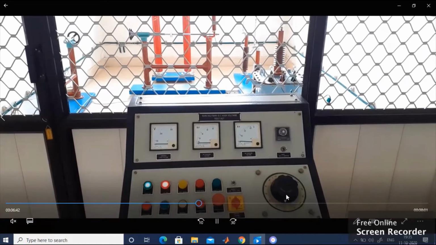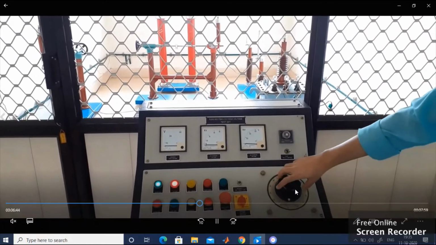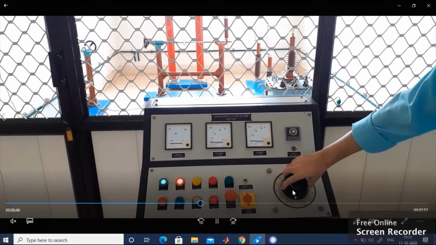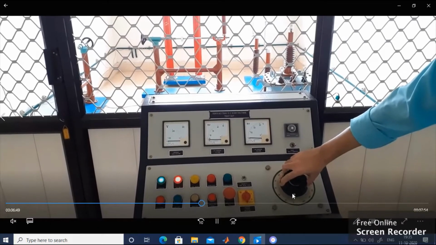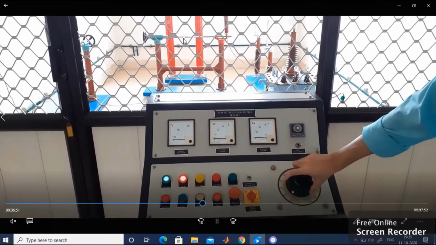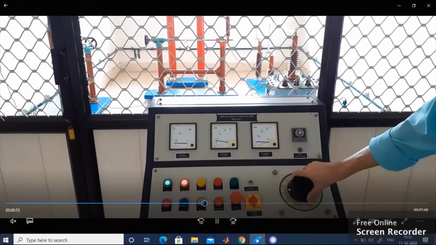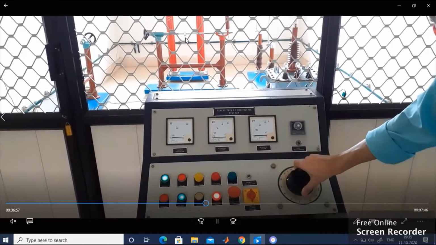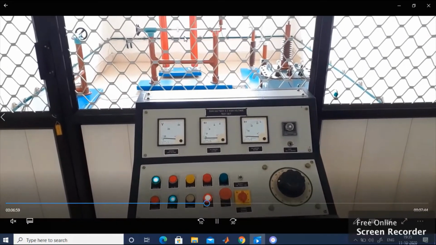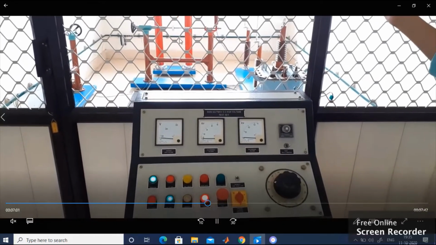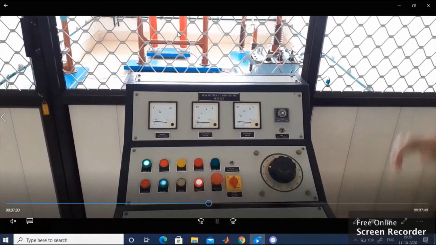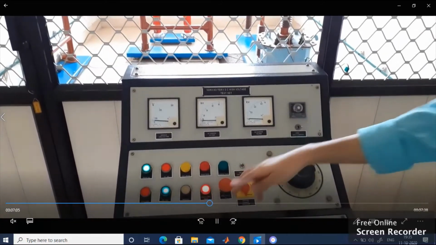So we are going to apply high voltage AC. You can observe what I am going to perform. I will be varying the dimmer stat slowly. I need to find out when the breakdown occurs. See here, you have to keep on observing very carefully. Yes, the dielectric breakdown has happened.